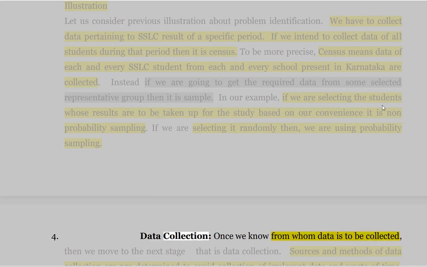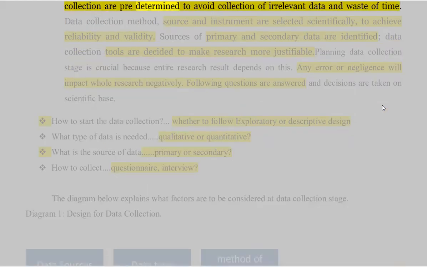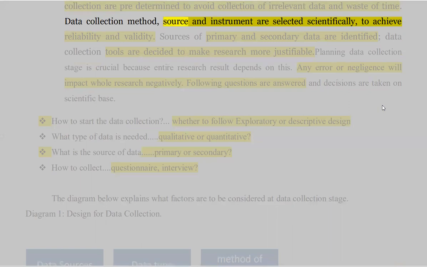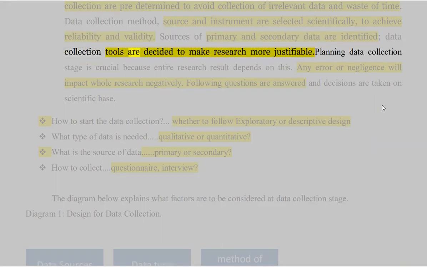4. Data collection. Once we know from whom data is to be collected, then we move to the next stage, that is data collection. Sources and methods of data collection are predetermined to avoid collection of irrelevant data and waste of time. Data collection method, source and instrument are selected scientifically to achieve reliability and validity. Sources of primary and secondary data are identified. Data collection tools are decided to make research more justifiable.